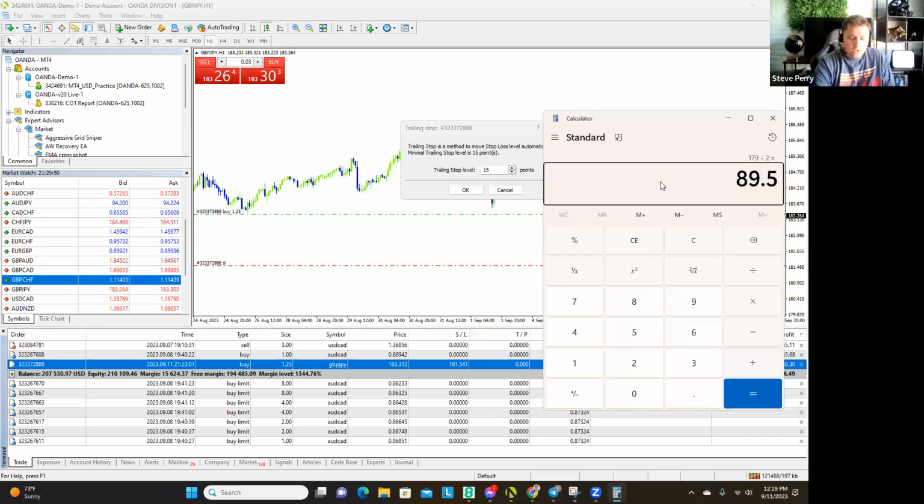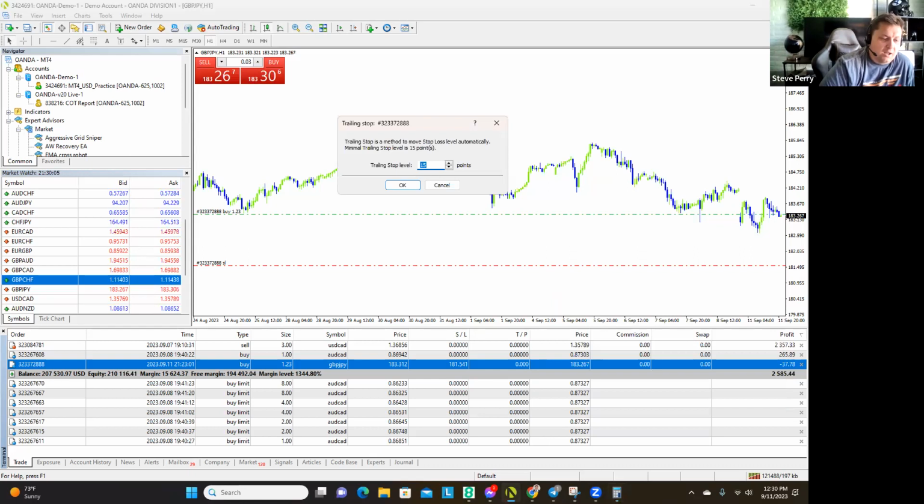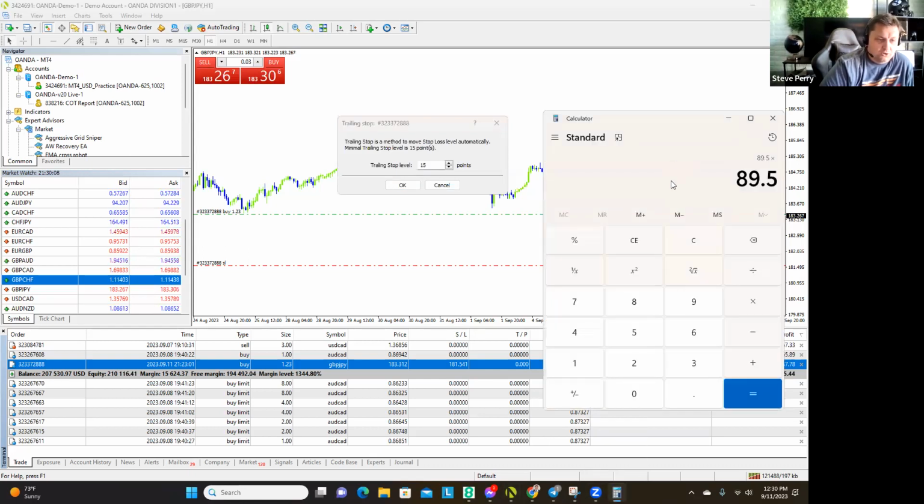Now, you can either round this to 90 or you can just leave it as is, and then you have to multiply it by 10. Why do you multiply half the average daily range by 10? It's because MT4 does it in points, not in pips. Otherwise, you'd be done. So you just multiply this number by 10, and now you get 895. So that's 895 points. It's basically saying 895 points is the same thing as saying 89 and a half pips. It's the exact same thing.